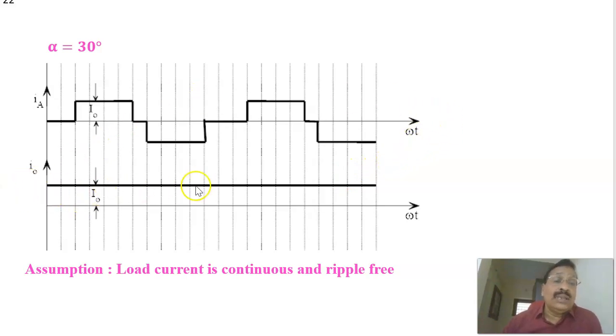And of course, the load current, we are assuming constant load current, because we have continuous conduction. We are assuming that load current is continuous and ripple free. In that case, the source current will become like this. Load current is a constant, but source current has a lot of harmonics. This is corresponding to alpha equal to 30.